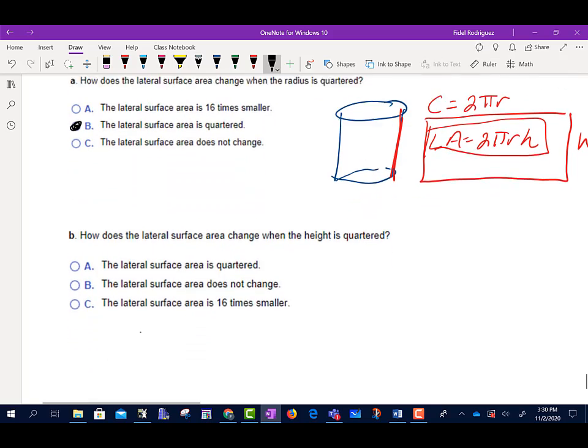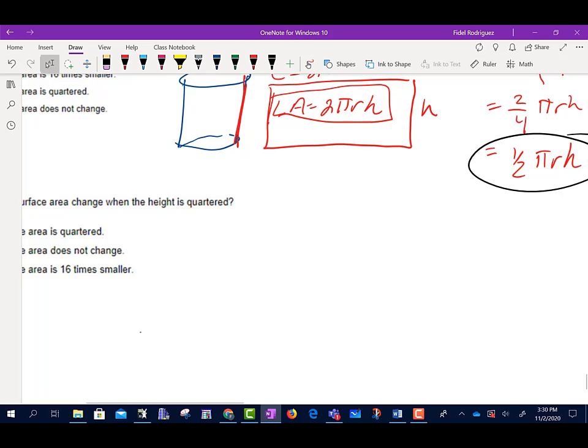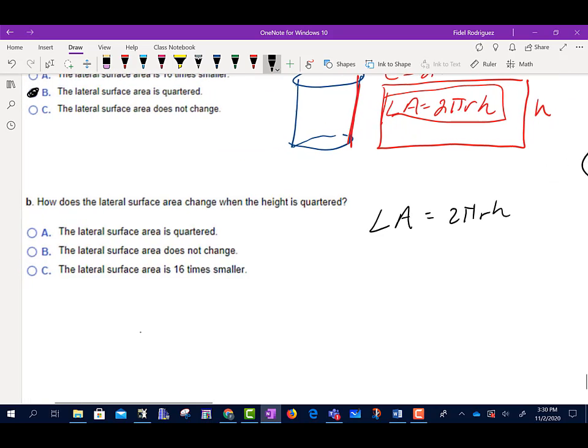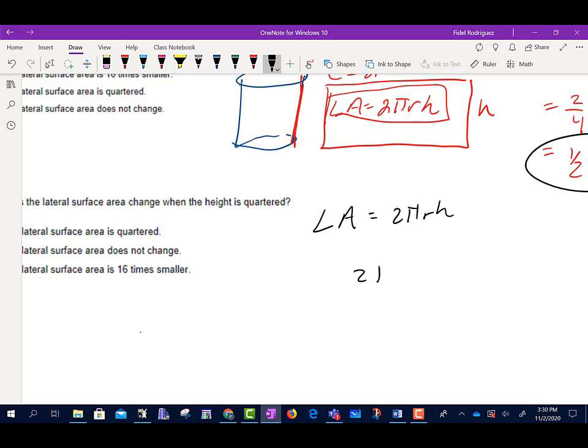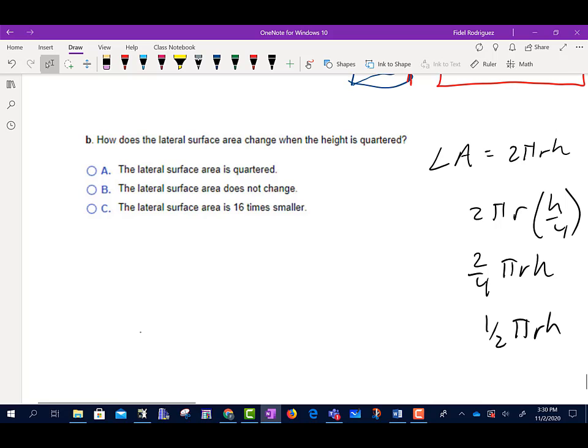All right, now it says, how does the lateral surface area change when the height is quartered? So remember, my formula is lateral area equals 2 pi rh. And now it's saying, what happens if the height is quartered? So we're going to have 2 pi r h over 4, and this is going to give me 2 over 4 pi r and h, which is still going to be 1/2 pi rh. And so my lateral area is still going to be quartered.